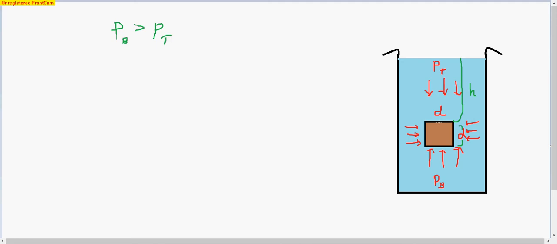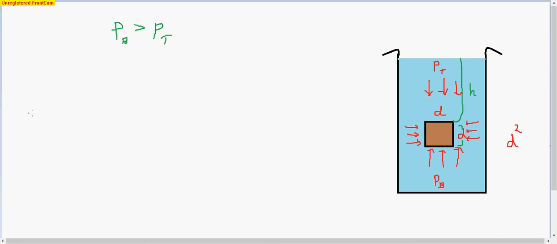Now what is the area of this cube? We know that the side is d, so the area will be d square, right? D square. Okay, I'll put that over here. That will be d square.